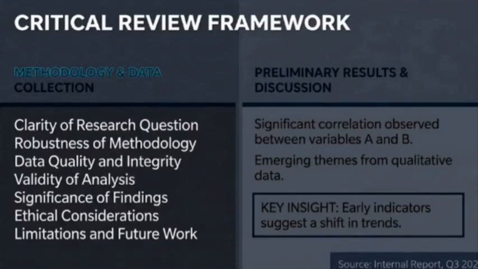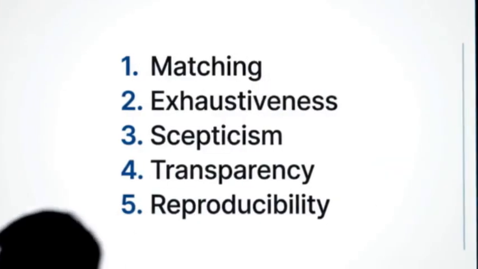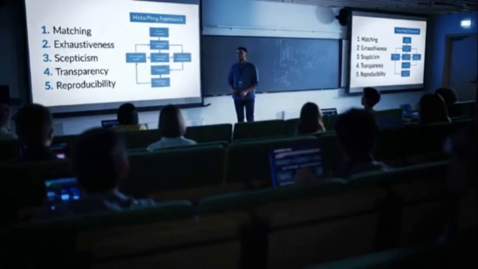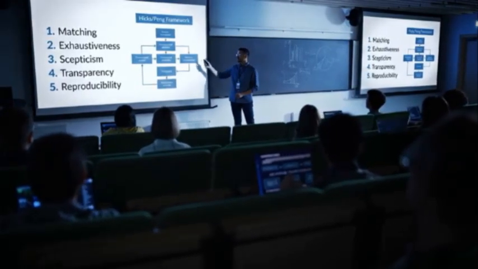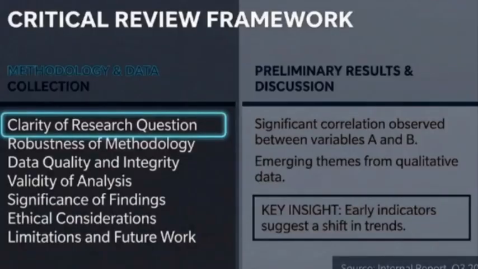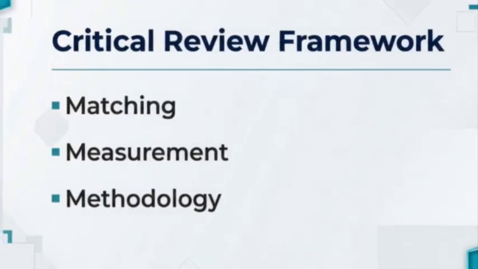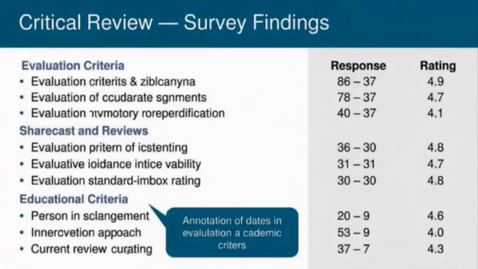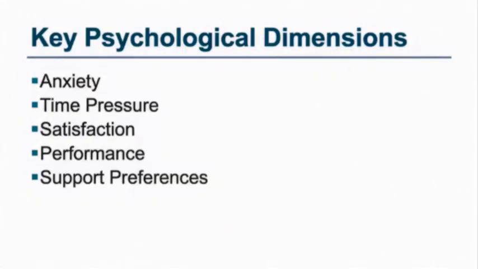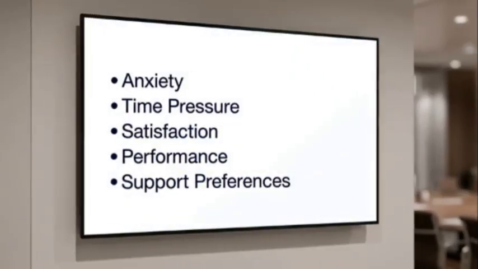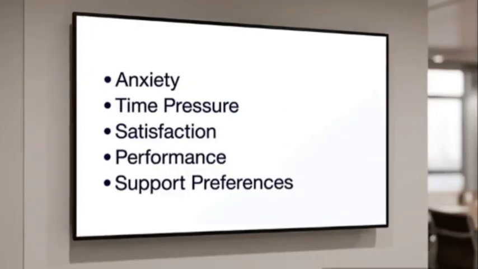To structure this self-critique, we follow a Hicks-Peng style logic, a robust framework for evaluating data analysis. This involves 5 key principles: matching, exhaustiveness, skepticism, transparency, and reproducibility. First, matching. The data must directly match the decision question at hand. Are we measuring what we claim to be measuring? In this case, the survey is useful because it directly measures preparedness, along with related factors like anxiety, time pressure, satisfaction, performance, and support preferences. These align well with our core questions.